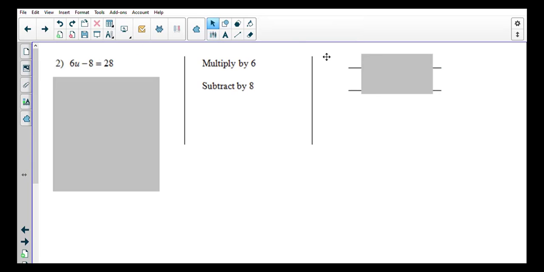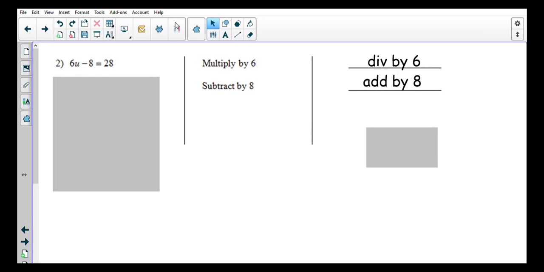So our inverses, the inverse of multiply by 6 is to divide by 6. If you want to write that out using the multiplication and division symbols, that's fine too. It's just a little easier for me to type it. The inverse of subtracting by 8 is to add by 8. Remember that we're going to work in reverse order, so we're actually going to start by adding 8 on both sides.